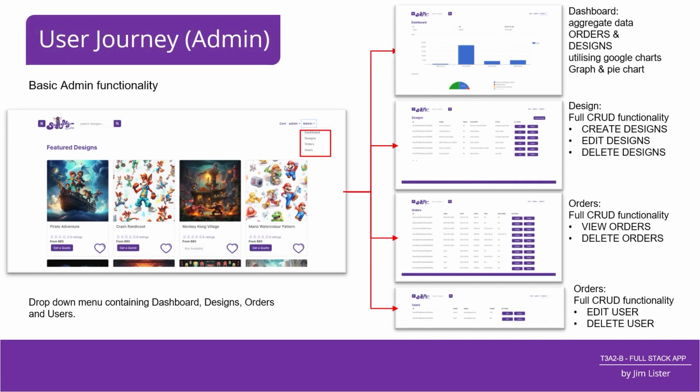As far as the admin user journey, just quickly to summarize, when logged in as an admin, you get an extra drop-down of features. These include the Google Charts dashboard with the aggregated data from orders and designs, the designs list which offers CRUD functionality of create designs, edit designs and delete designs, the orders list which offers CRUD functionality of viewing the orders and deleting them, as well as the edit and delete functionality on the users list.